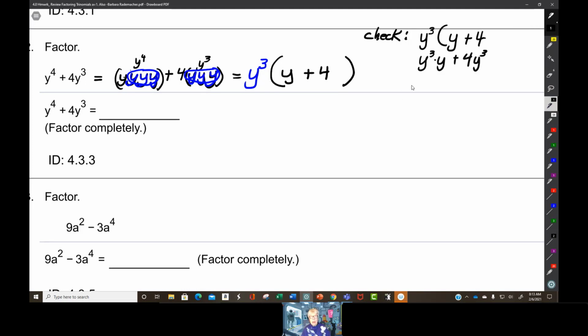Now this, I'm also helping you review the rules about powers. This is y to the third times y to the 1. Y to the third times y to the 1 is y to the 3 plus 1. That was the very first rule of exponents you ever learned. Three plus 1 is 4. I've always been told that. So y to the 4 plus 4y to the third.